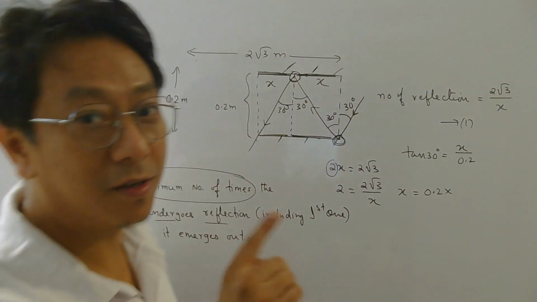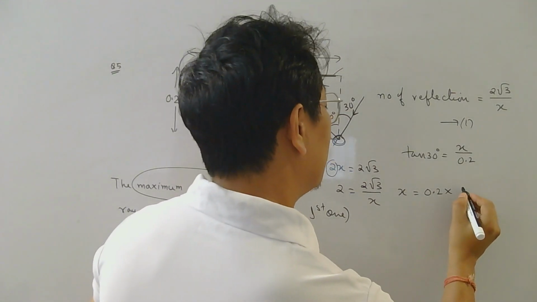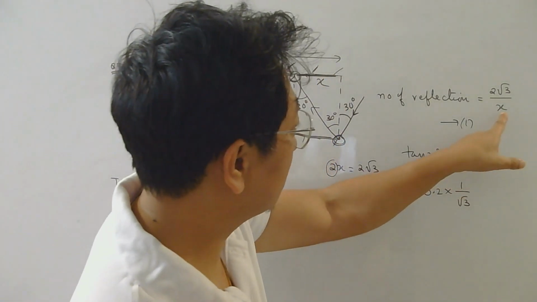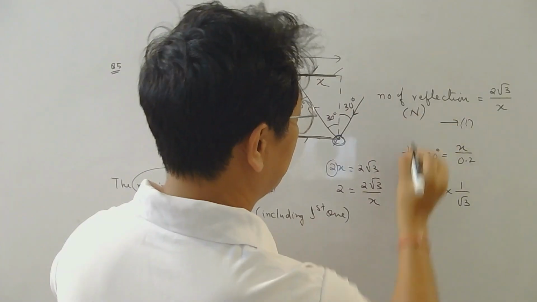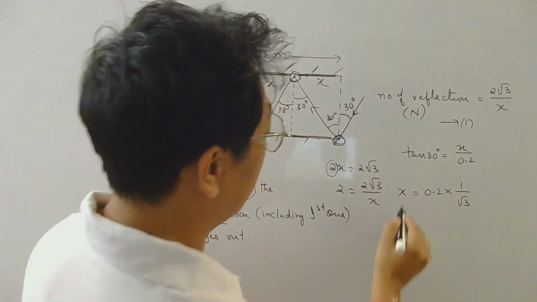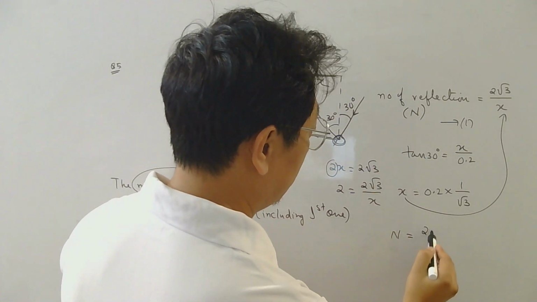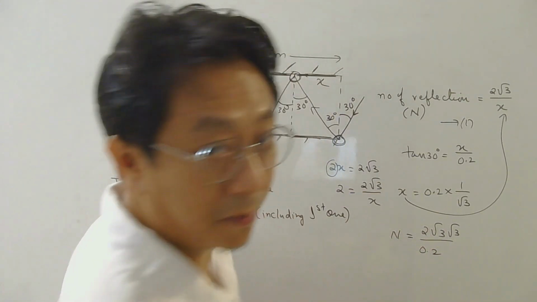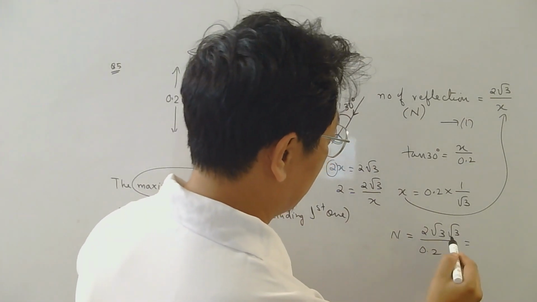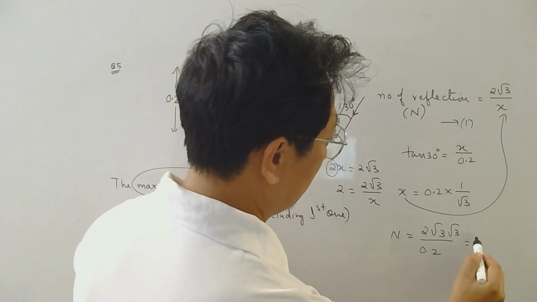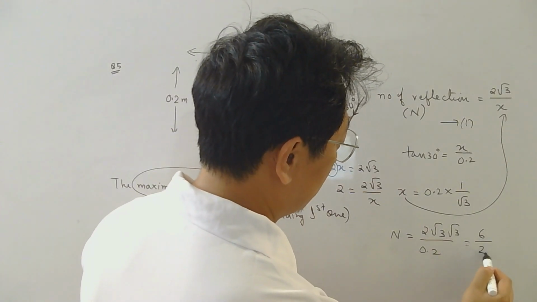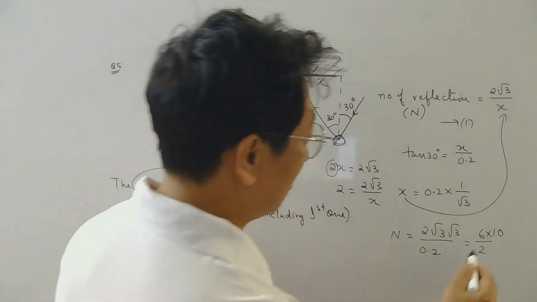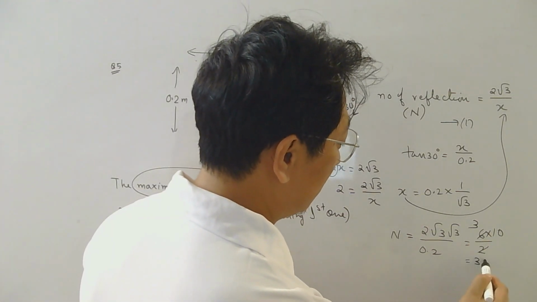Tan 30 is sin 30 by cos 30, 1 by 2 over root 3 by 2, so 1 by root 3. Now if you put this x here, what will be the number of reflections? Number of reflections will be 2 root 3 by 0.2 and root 3, and root 3 will go up. So this will be root 3 into root 3 which is 3, so it will be 6, 2 by 10, 10 will go up, isn't it? So 2 3s are 6, then 30 reflections.